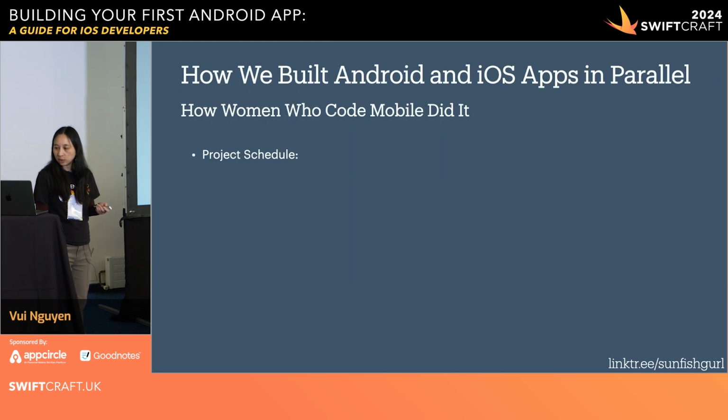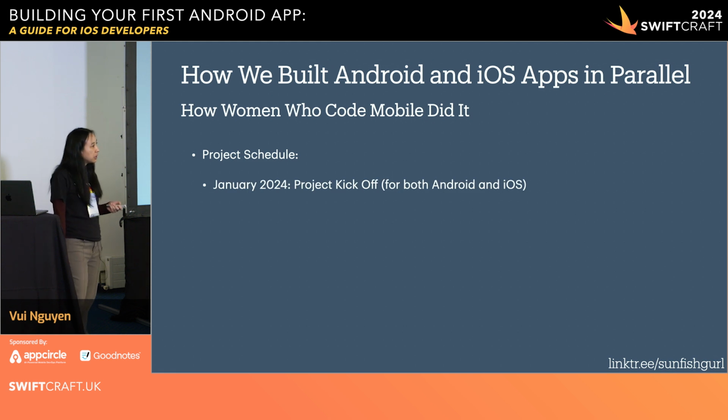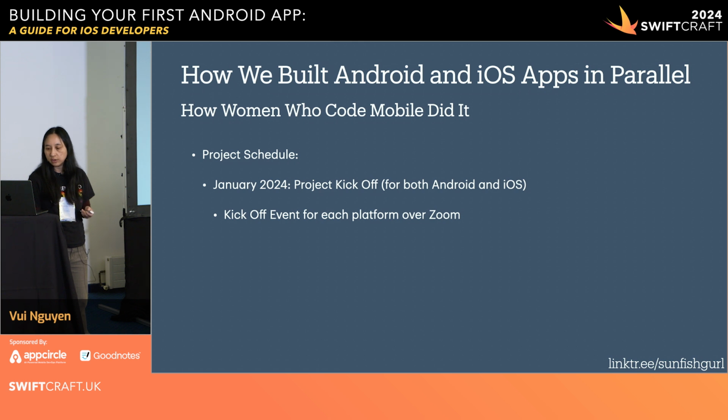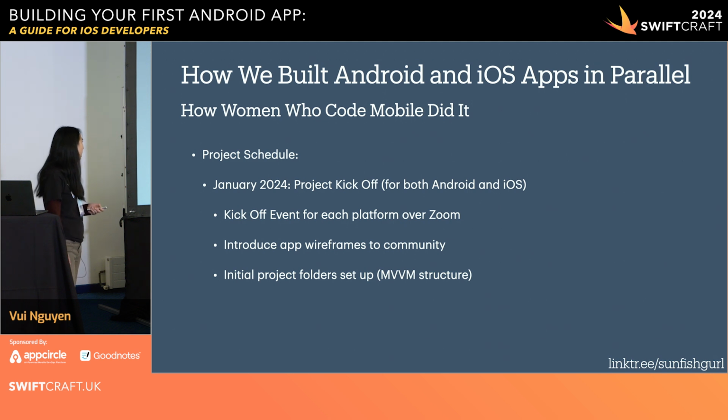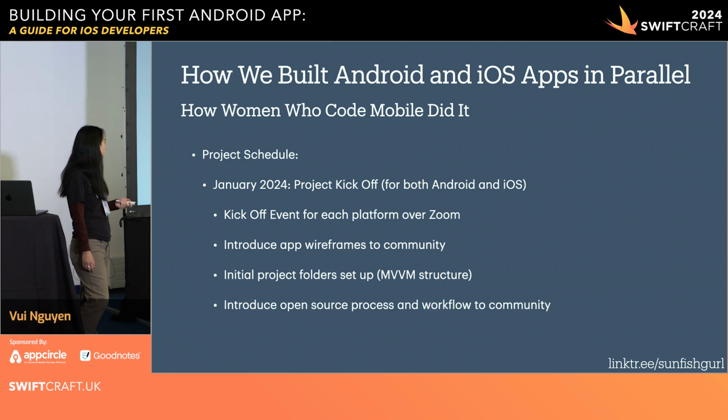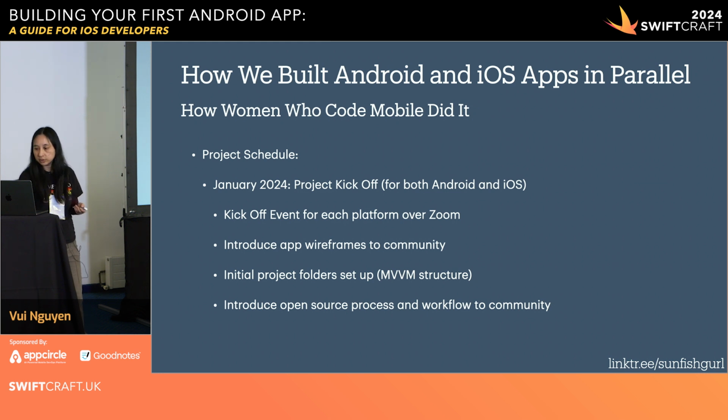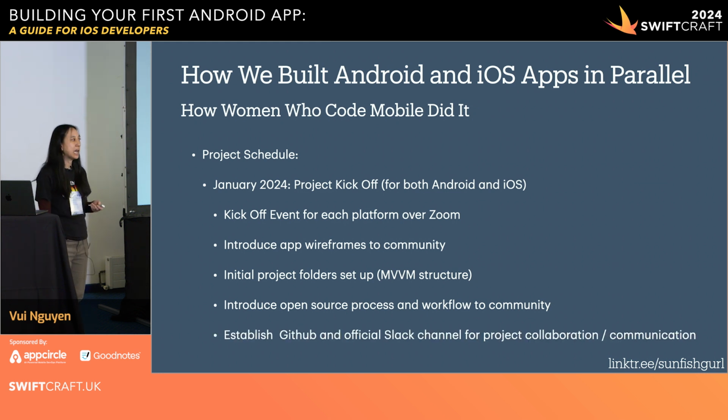So continuing on our project schedule, after we had the workshops to train people on the different processes, we finally had a kickoff in January of this year. So we had a kickoff event for each platform over Zoom. And at the kickoff event, we introduced app wireframes to the community. We had some initial project folders set up on GitHub using the MVVM structure. And we introduced the open source process and workflow to the community. And we also established GitHub and the official Slack channel for project collaboration and communication.